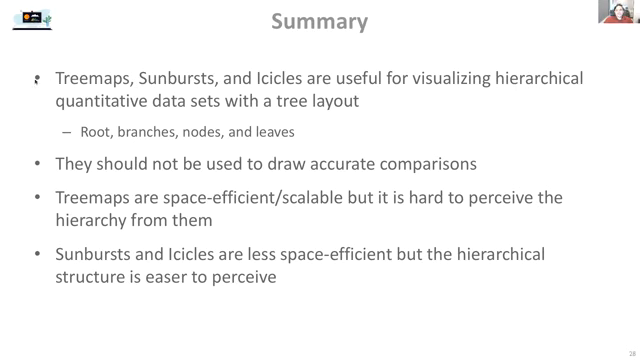To summarize this lecture, tree maps, sunburst charts, and icicle charts are useful for visualizing hierarchical quantitative data with a tree layout, meaning a root, branches, nodes, and leaves. Tree maps, sunburst charts, and icicle charts should not be used to draw accurate comparisons. Tree maps are compact, hence space efficient and scalable, but it is hard to perceive and interpret the hierarchy from them. And sunburst and icicle charts are less space efficient, but when we use them, the hierarchical structure is easier to perceive.